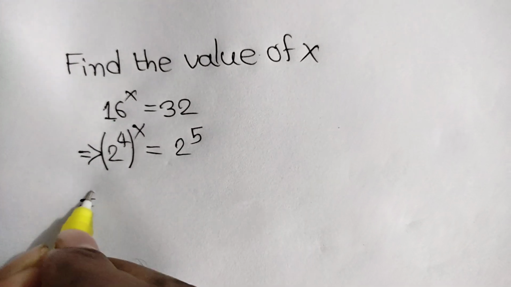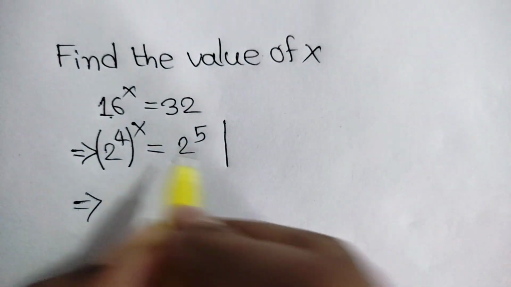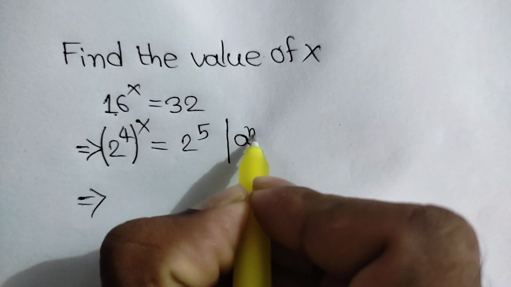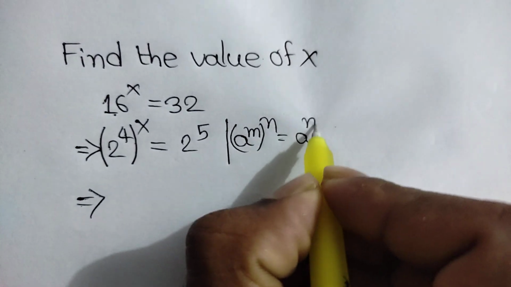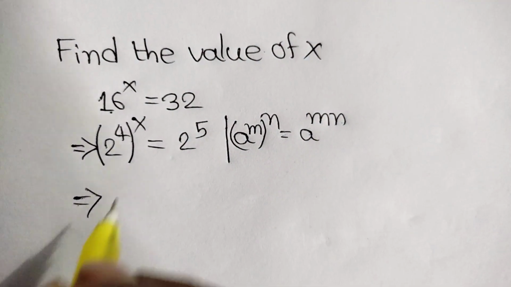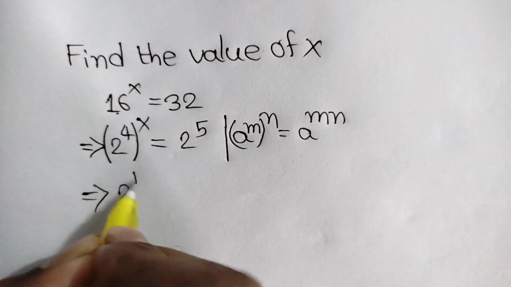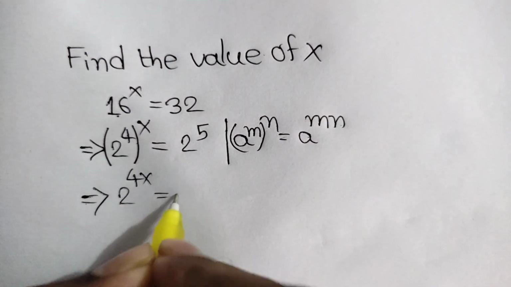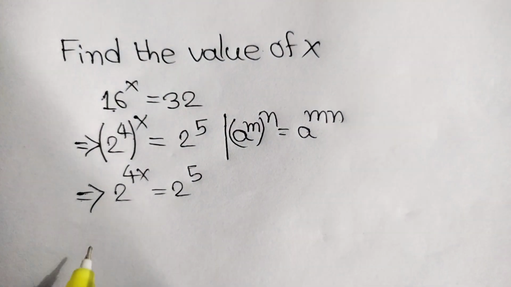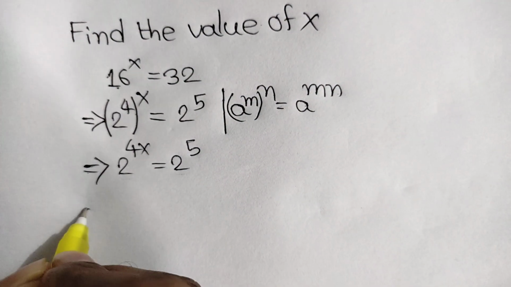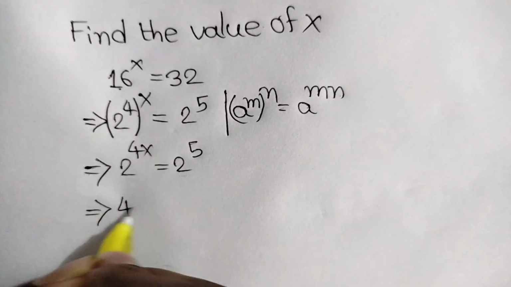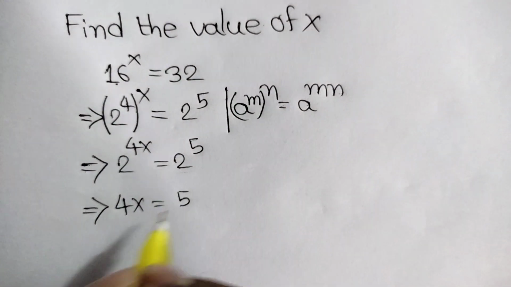Next, here we can apply this rule: (a to the power m) to the power n is equal to a to the power mn. So we can write 2 to the power 4x is equal to 2 to the power 5. Now there is the same base 2, so 2 cancels out 2, we can retain 4x is equal to 5.